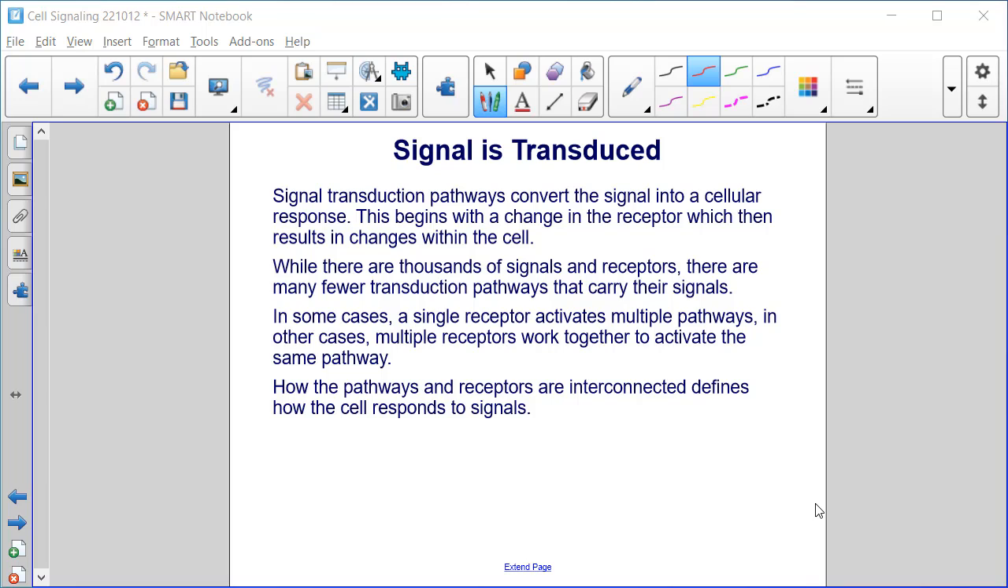Signal is transduced. Signal transduction pathways convert the signal into a cellular response. This begins with a change in the receptor, which then results in changes within the cell. While there are thousands of signals and receptors, there are many fewer transduction pathways that carry their signals. In some cases, a single receptor activates multiple pathways. In other cases, multiple receptors work together to activate the same pathway. How the pathways and receptors are interconnected defines how the cell responds to signals.